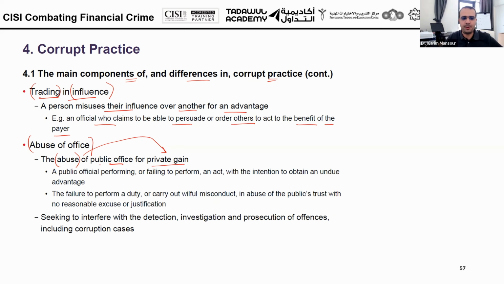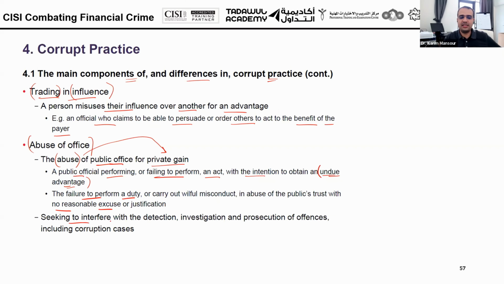So an example of an abuse of a public office: a public official performing or failing to perform an act with the intention to obtain an undue advantage. Again, the word advantage. So you're acting in a way that gives you a certain advantage, or you fail to perform your duty without any reasonable excuse. The public elected you into the office and you're expected to perform certain duties, and you are bribed not to do that duty. A judge was bribed not to go to court, for example.